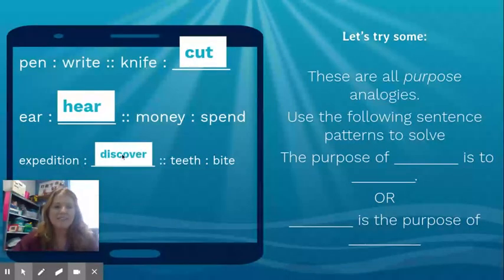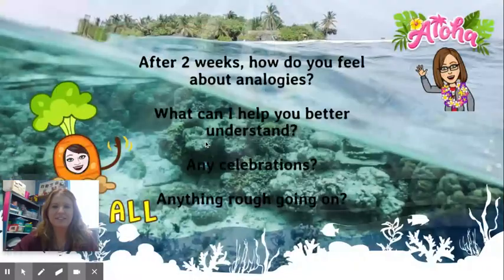All right, you already see this one. Expedition, you should know from Wordly Wise. The purpose of teeth is to bite. The purpose of expedition is to discover. No big deal, you just got a freebie there.